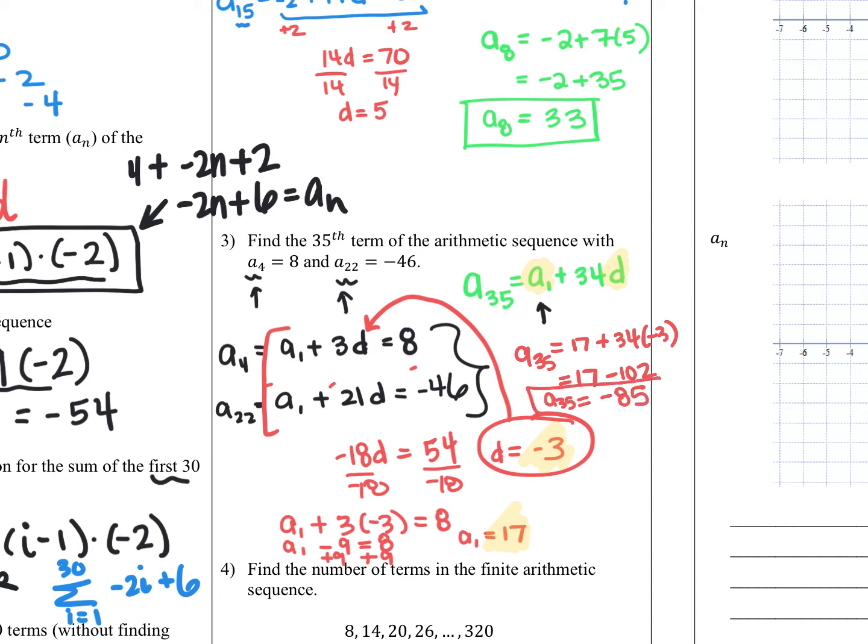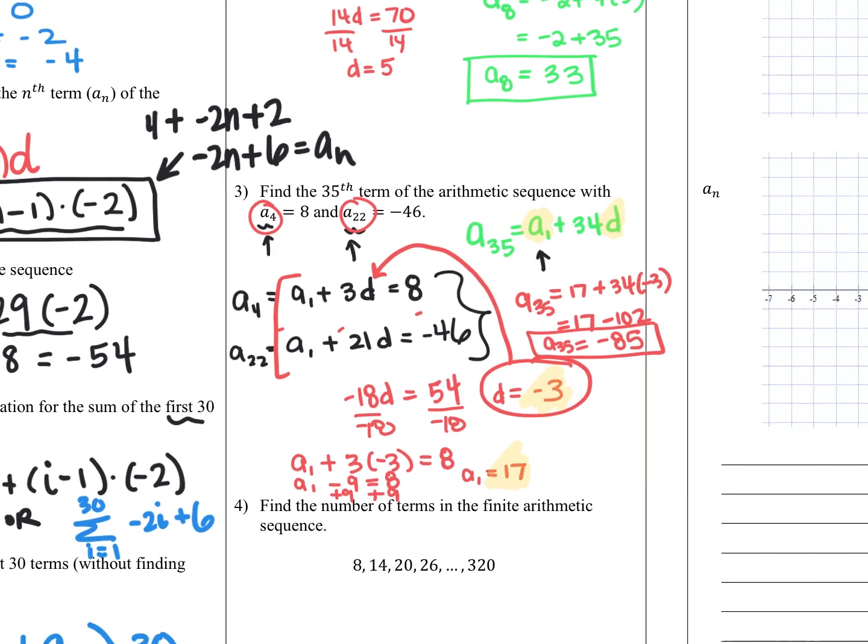Now there's a few other different ways that you can think through this without setting up a system. Knowing again that you go from the 4th term to the 22nd term, you could say, okay, well, I know that that's going to add 18 d's by the time I get to it. So you could think through it that way. Either way works out fine, as long as you get that 35th term is negative 85.